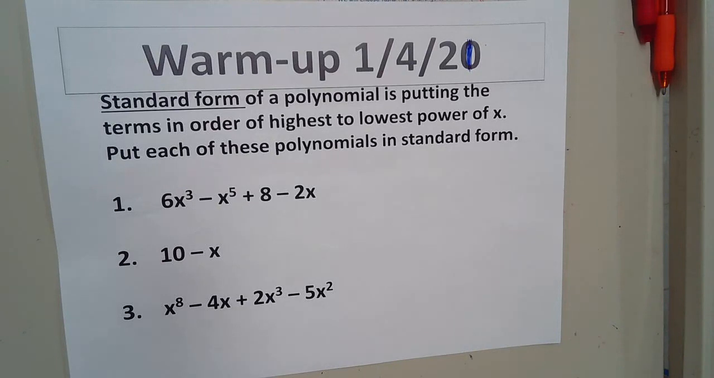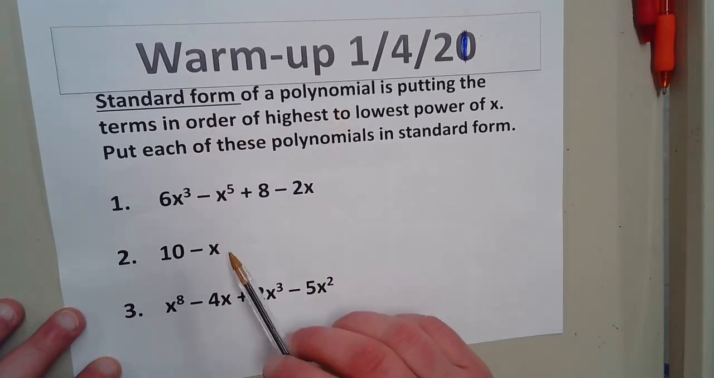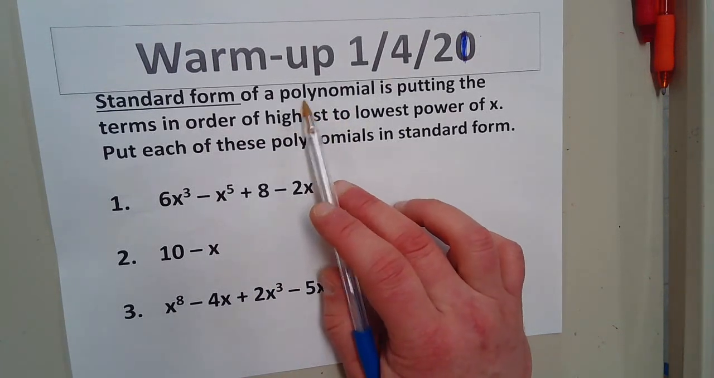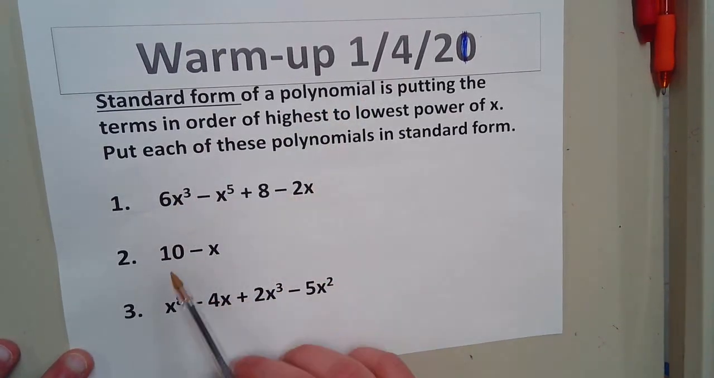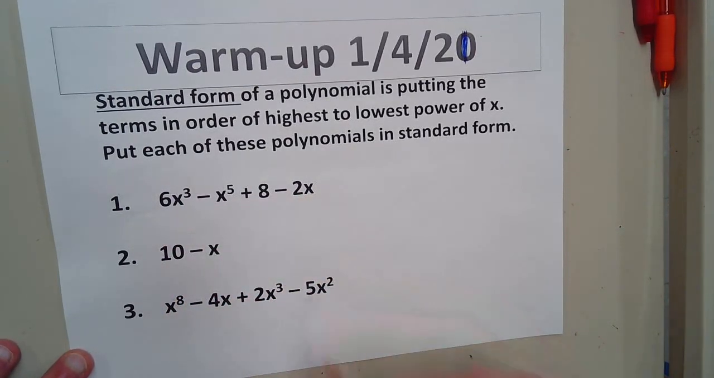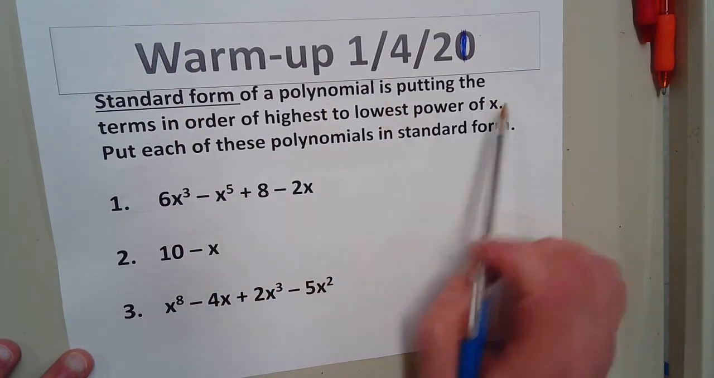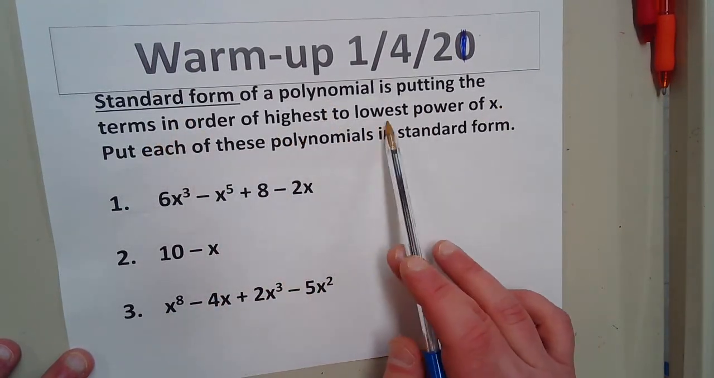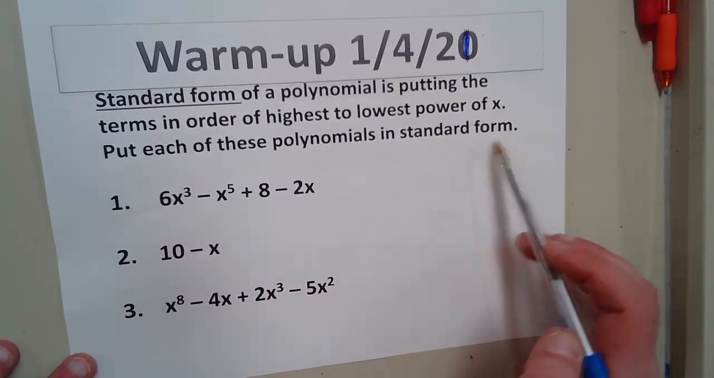So anyway, to start off, just a little definition here, talking about what standard form of a polynomial is. First off, polynomials are when you have multiple terms. Like this has 4 terms, this has 2 terms, this has 4 terms. So when you have multiple terms all being either added or subtracted together, that's a polynomial. And standard form is putting the terms in order of highest to lowest power of x, or whatever your variable might be. Put each of these into standard form.